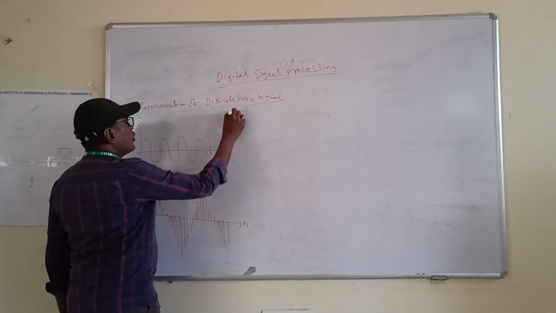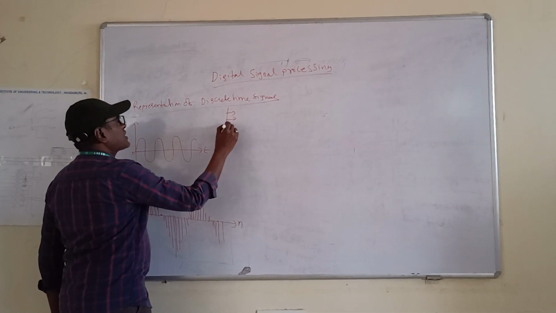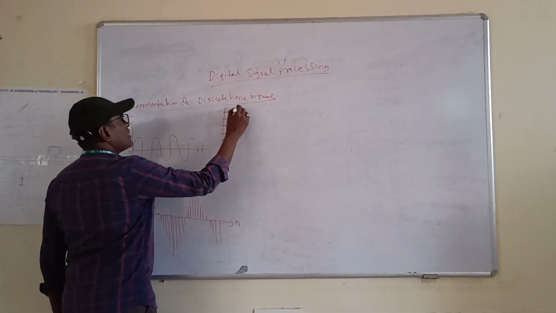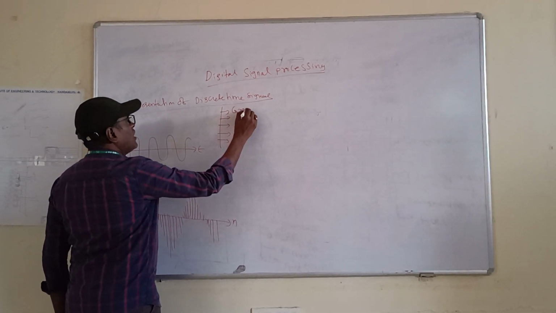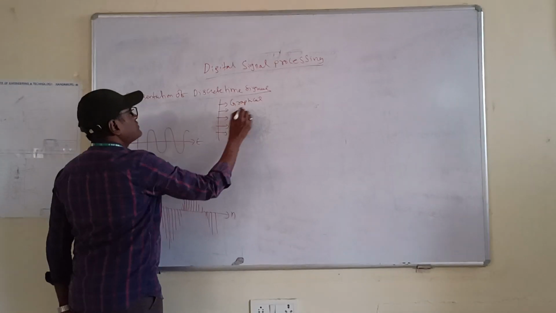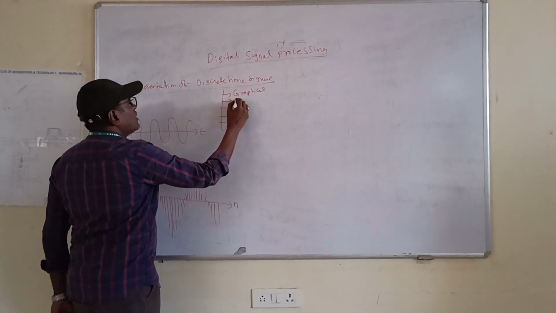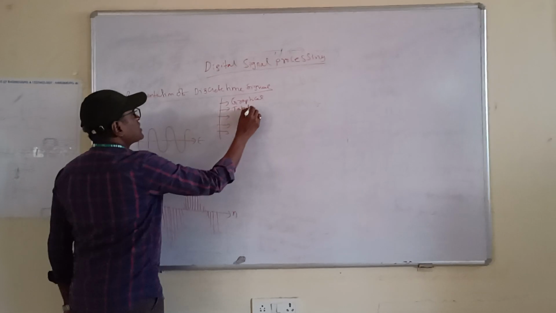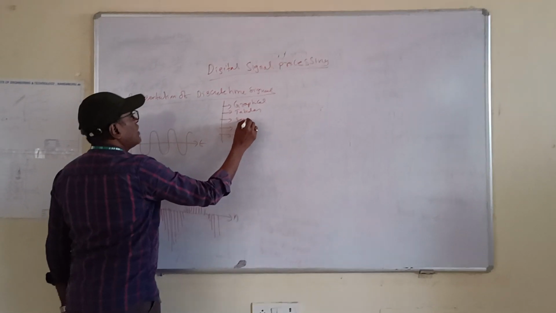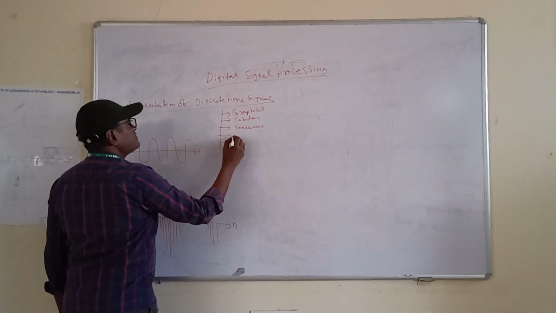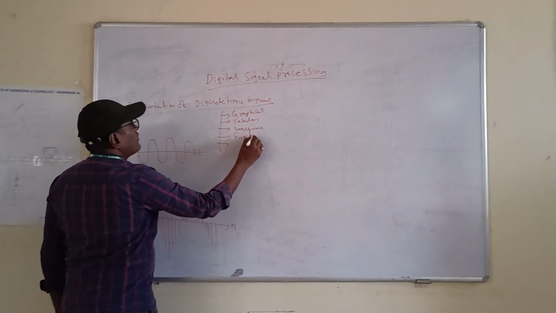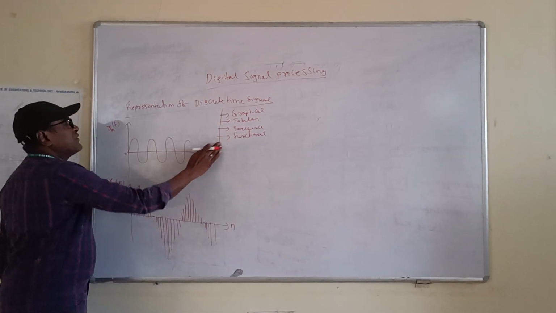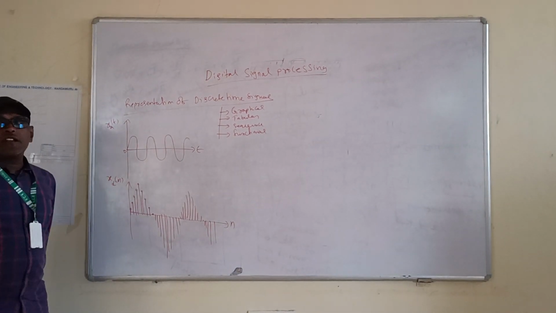In how many ways can we represent a discrete time signal? There are four different ways to represent a discrete time signal: graphical representation, tabular representation, sequence representation, and the last one is functional representation. These are the four different ways you can represent any discrete time signal.